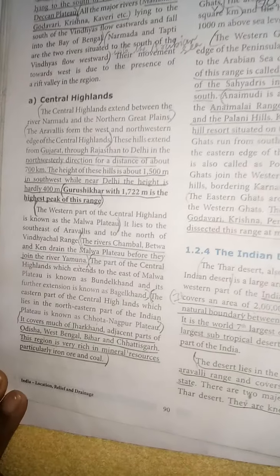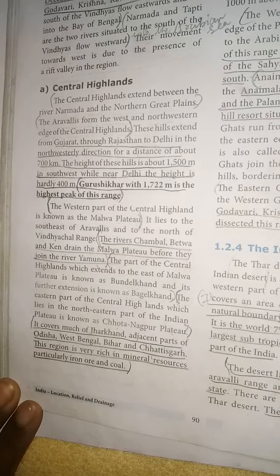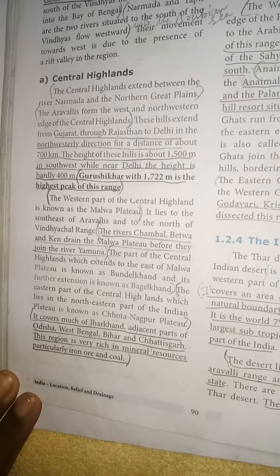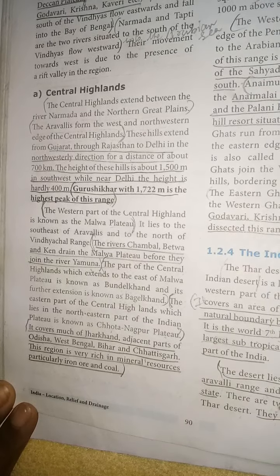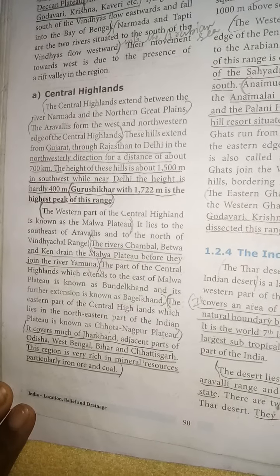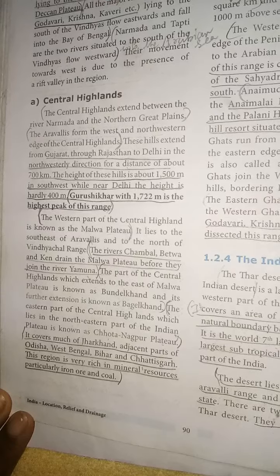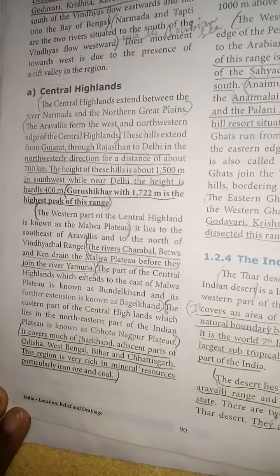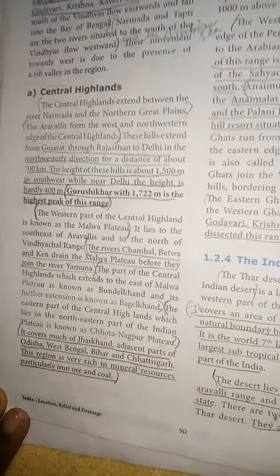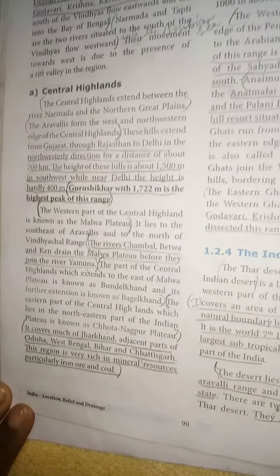The eastern part of the Central Highlands, which lies in the northeastern part of the Indian Plateau, is known as the Chota Nagpur Plateau. It covers much of Jharkhand, adjacent parts of Orissa, West Bengal, Bihar and Chhattisgarh. This region is very rich in mineral resources, particularly iron and coal.